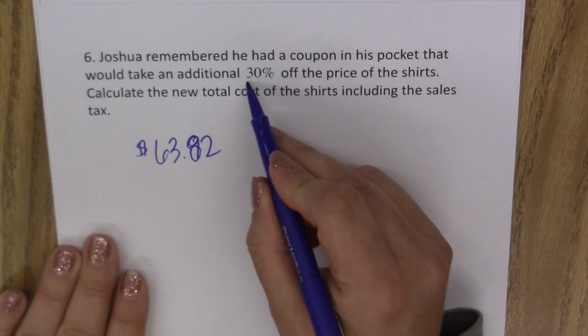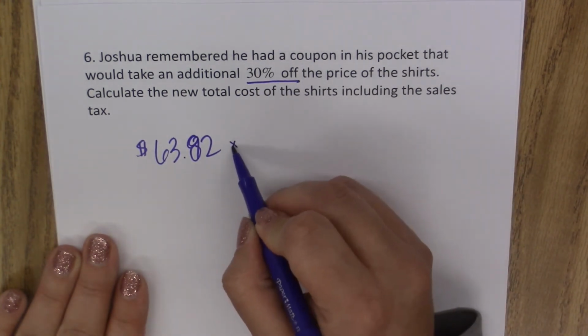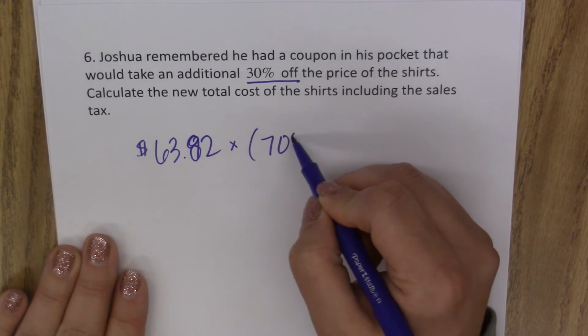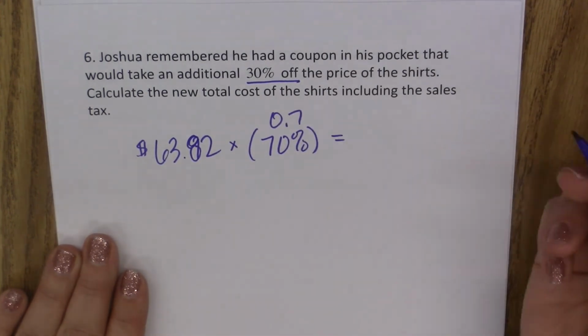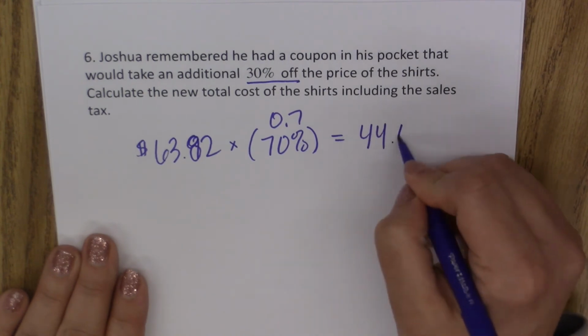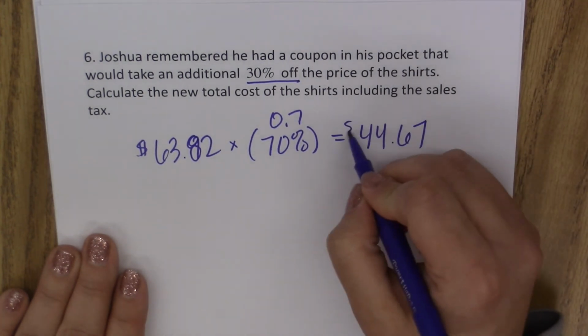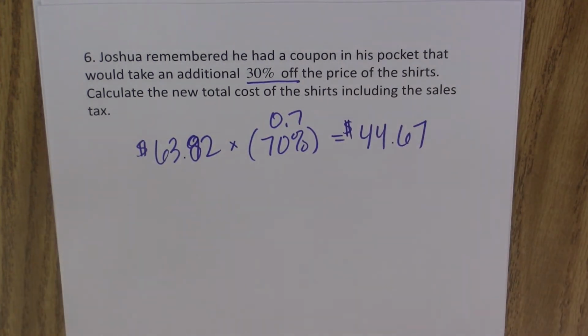And then if it's 30% off, remember we start at 100, so we would times that by 70%, which would be 0.7. When we multiply in our calculator, we would get $44.67.